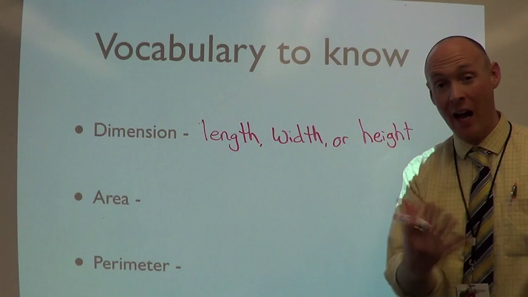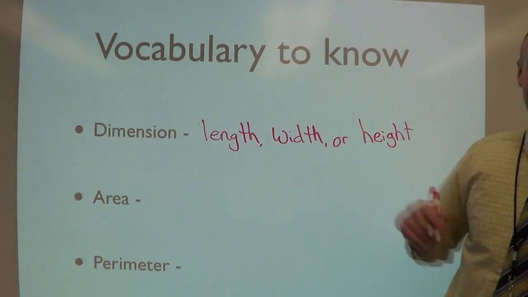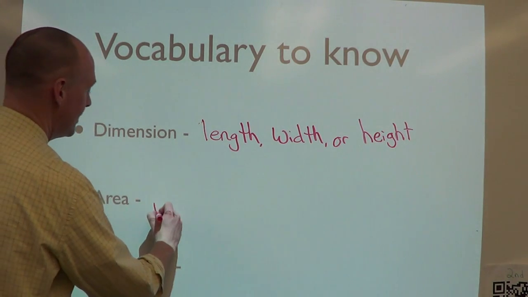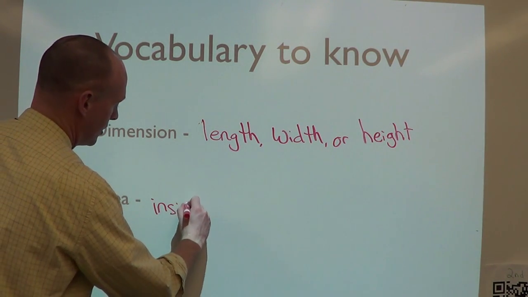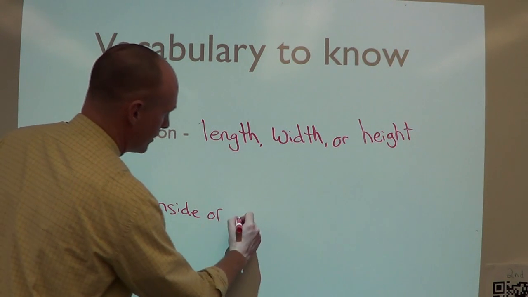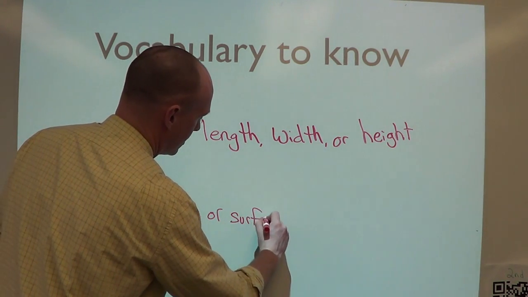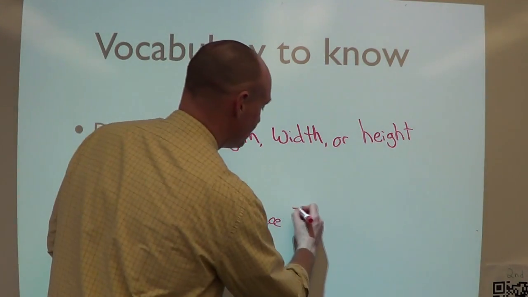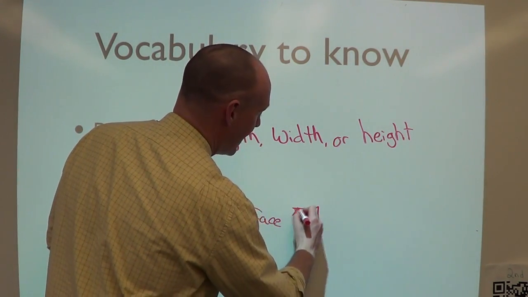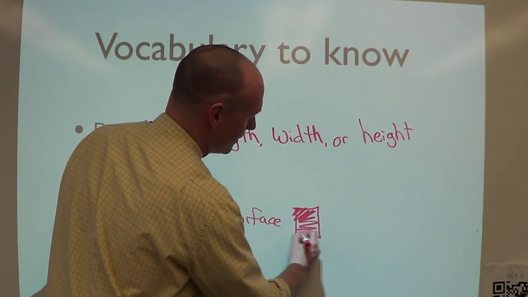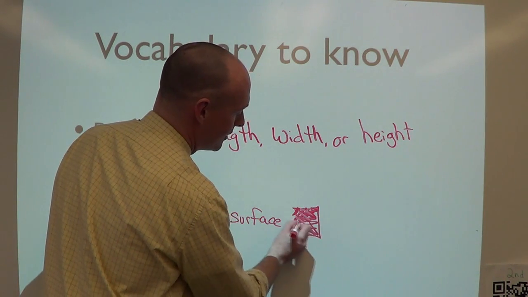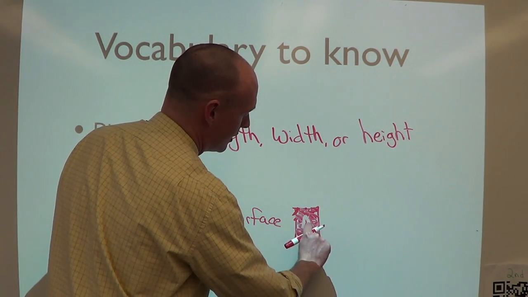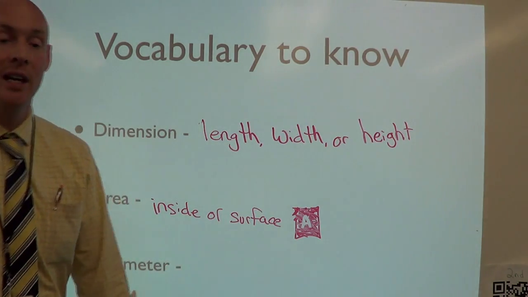The next two, they're kind of going to be review for us. Area. It's what we've been working on all week. Area is the inside or surface. When I think of area, I think of a backyard. And it's the actual backyard that you run around in. It's the inside. It's the surface. And I'll put a little A in there. That's the area.